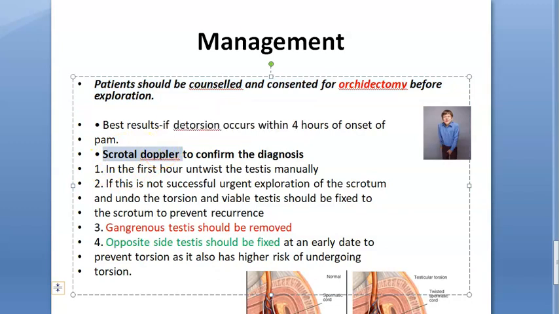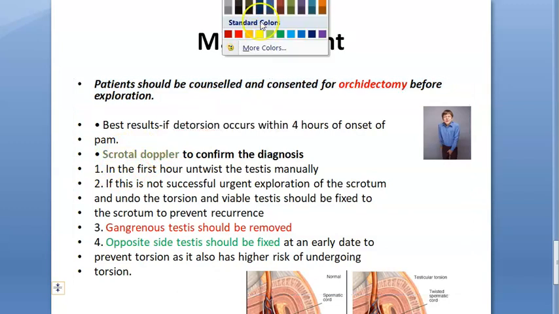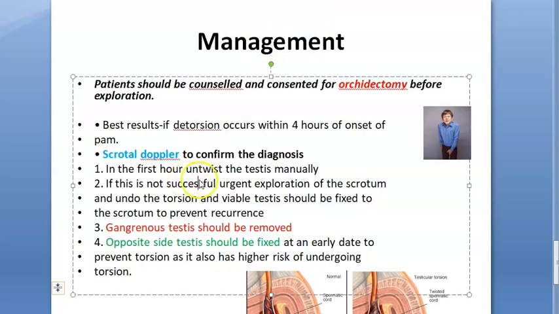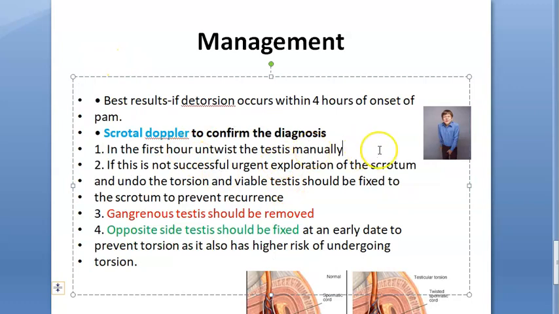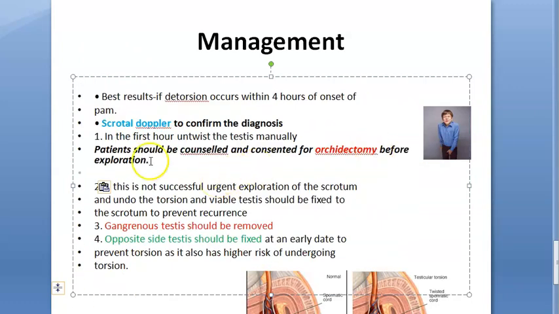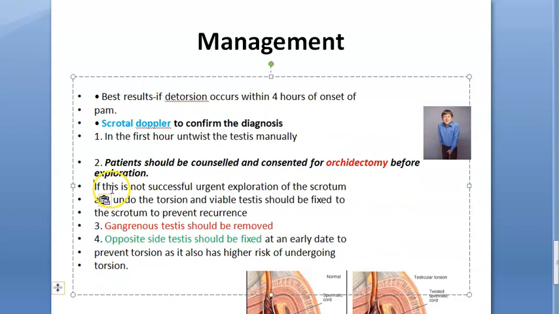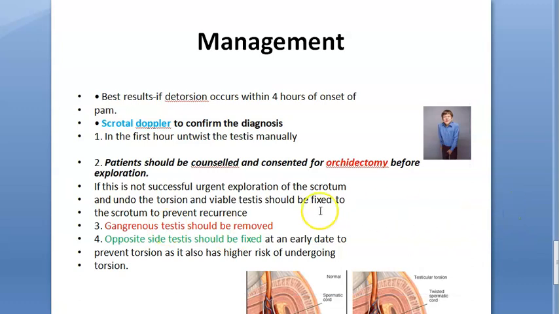Doppler you will do, then you will confirm the diagnosis. Then you will try to untwist, then you have to do exploration. Before exploration, somewhere here we have to put this: the patient should be counseled. Then you will explore, and if it is viable, you will try to preserve the testis. But if it is gangrenous, you'll have to remove it. And the opposite side testis you will have to fix at an early date.